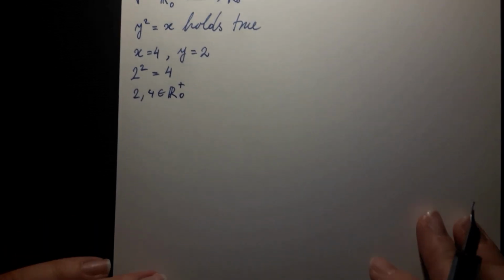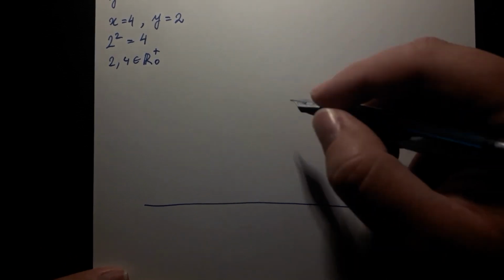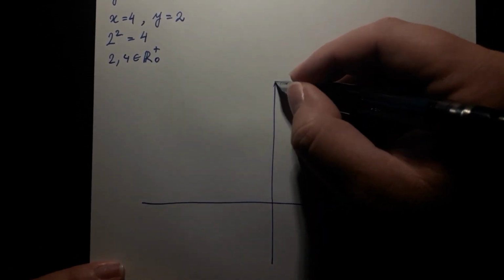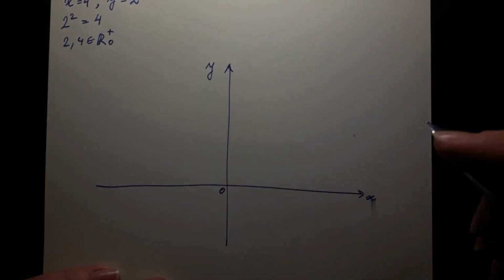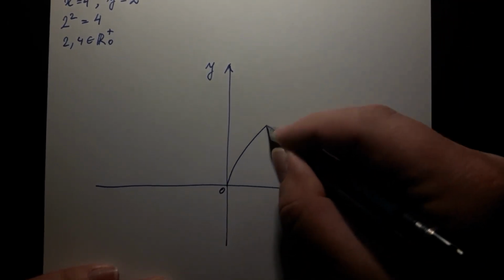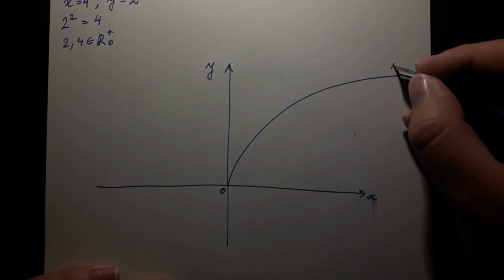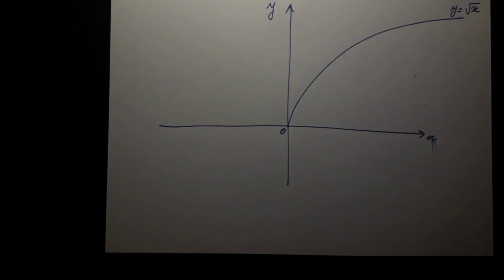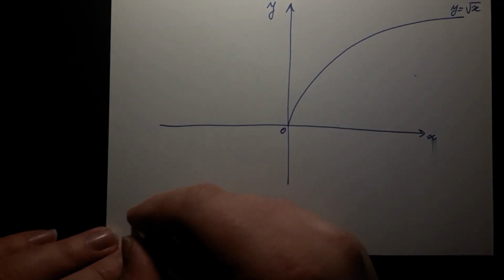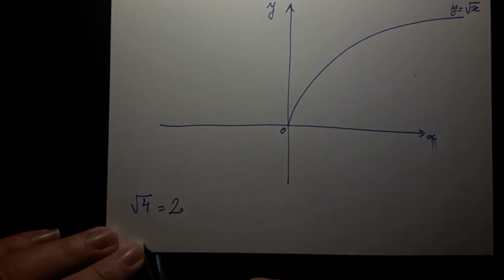Now this is what the graph of the square root function looks like. This is the x-axis and this is the y-axis. This is the origin 0. The square root function has this graph. Basically y is equal to the square root of x. So the only correct computation of the square root of 4 is one which gives a solution of 2.